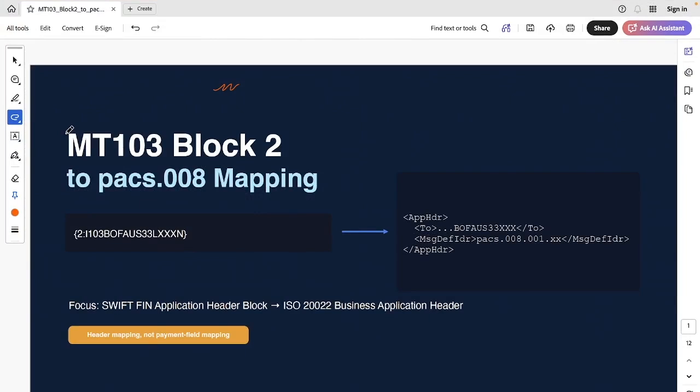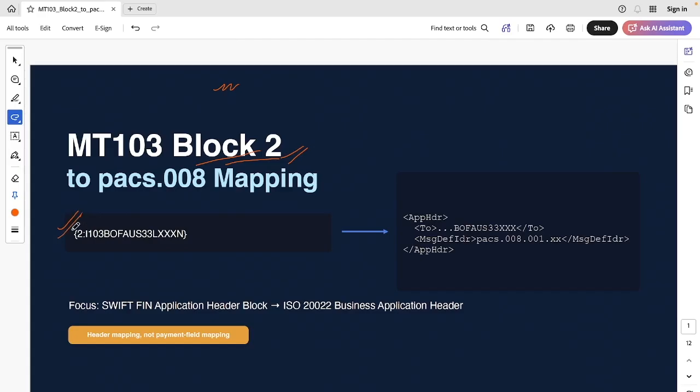Hello everyone, and welcome to the next part of our MT103 to pacs.008 mapping series. In the previous part, if you remember, we discussed MT103 Block 1, which is called the basic header block. In this session, we will focus entirely on Block 2, also known as the application header block. Our objective is to understand what information Block 2 contains, how its input and output formats differ, and what elements can or cannot be mapped to the ISO 20022 pacs.008 message.